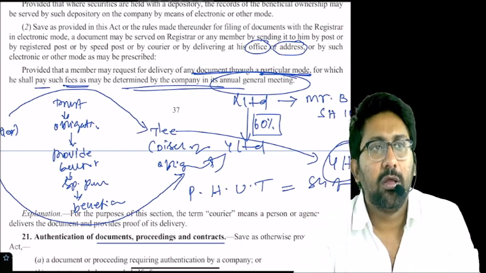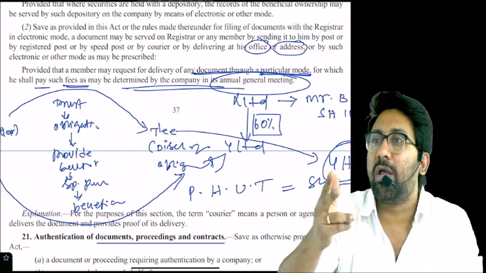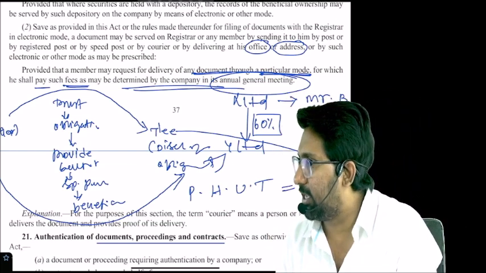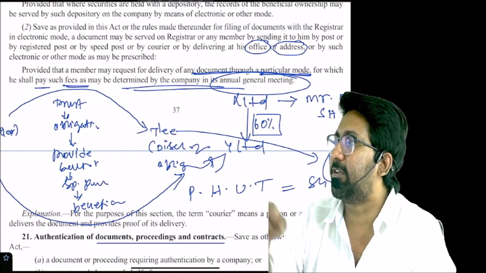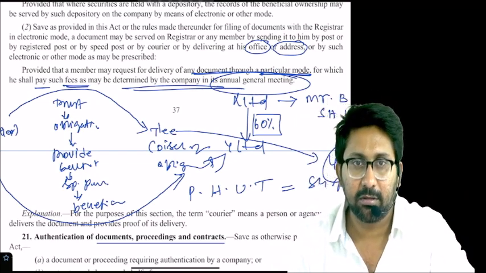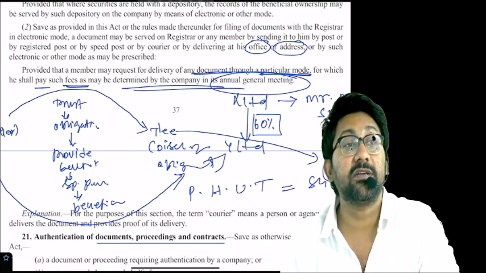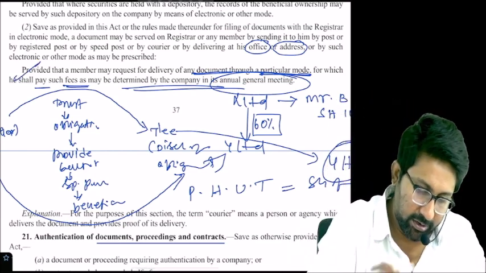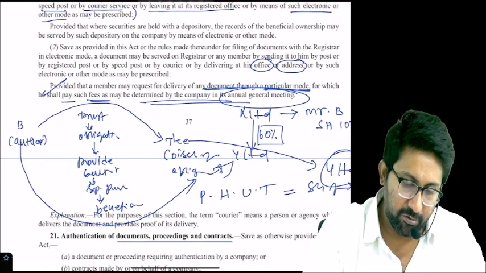So if you ask for any mode other than the mode I specified, for example, the company generally gives through email, you are asking for a specified mode, so you pay the cost. I will decide in the annual general meeting. Clear, everyone? Who can request? The member can request it. Clear, everyone? Done. So this is the point you want to convey.